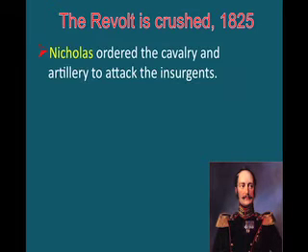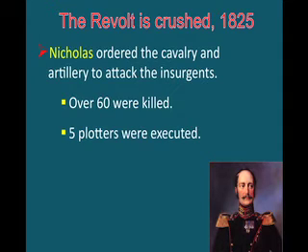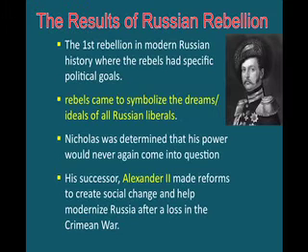The revolt is crushed. Nicholas ordered the cavalry and artillery to attack the insurgents. Insurgents are basically rebels. Over 60 were killed of these soldiers. 5 plotters were executed. Over 100 insurgents were exiled to Siberia. So this revolt is put down almost immediately.